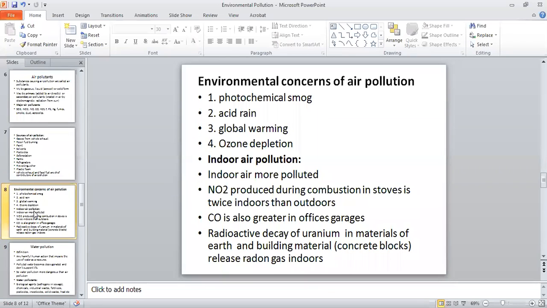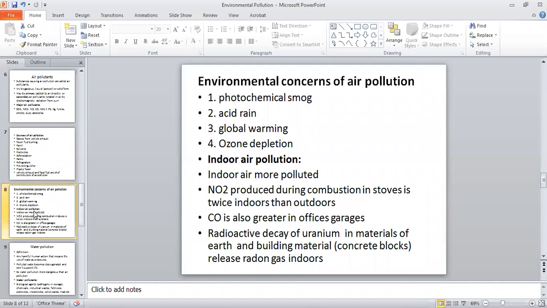Next we have the second environmental concern, and what is it? This is acid deposition, which is also called acid rain.